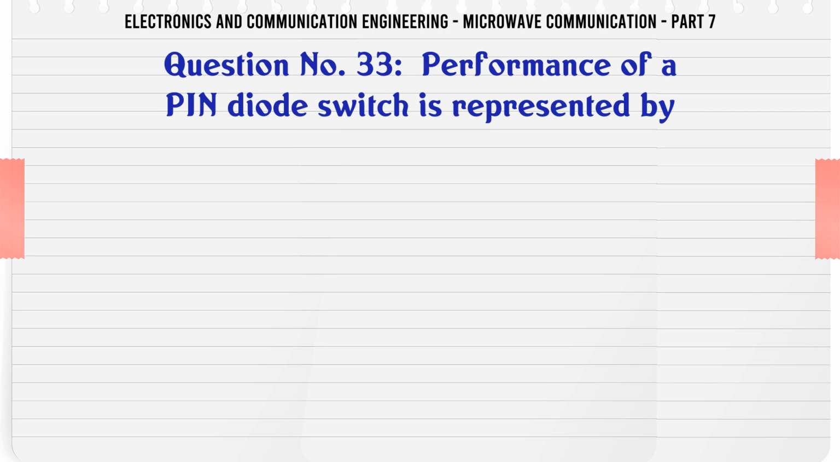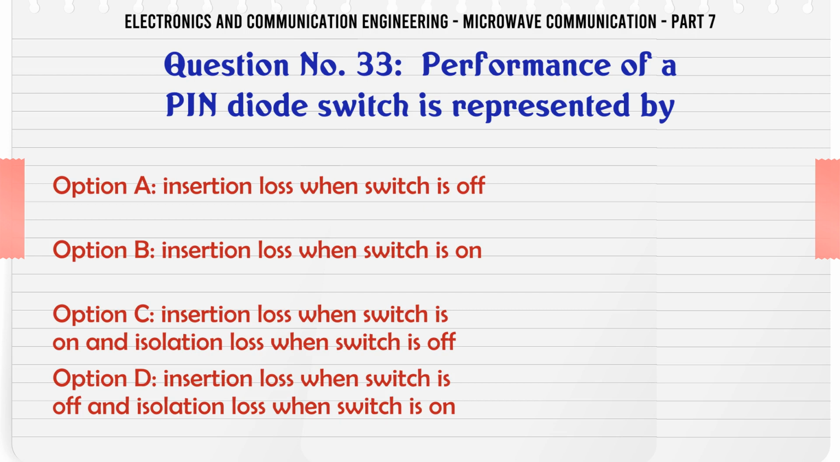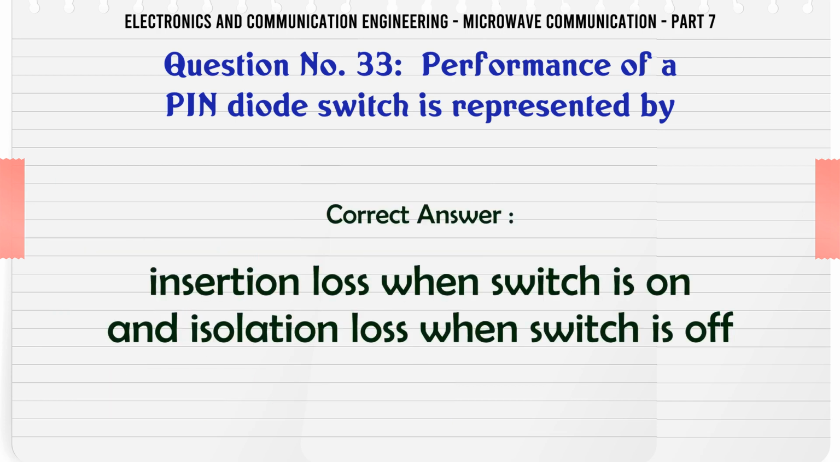Performance of a PIN diode switch is represented by A. Insertion loss when switch is off, B. Insertion loss when switch is on, C. Insertion loss when switch is on and isolation loss when switch is off, D. Insertion loss when switch is off and isolation loss when switch is on. The correct answer is insertion loss when switch is on and isolation loss when switch is off.